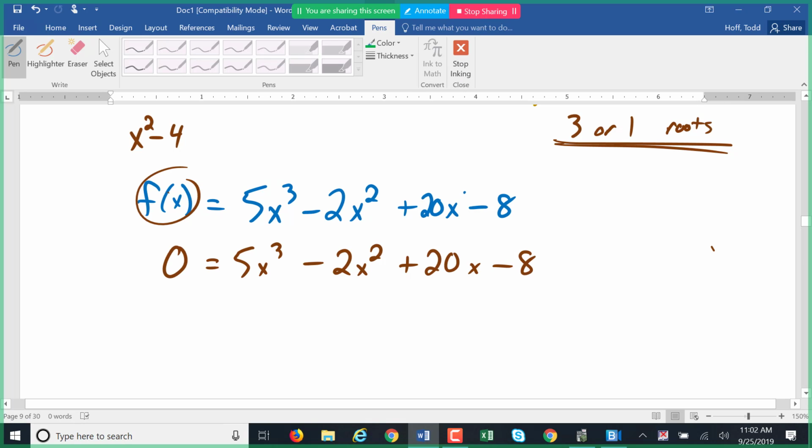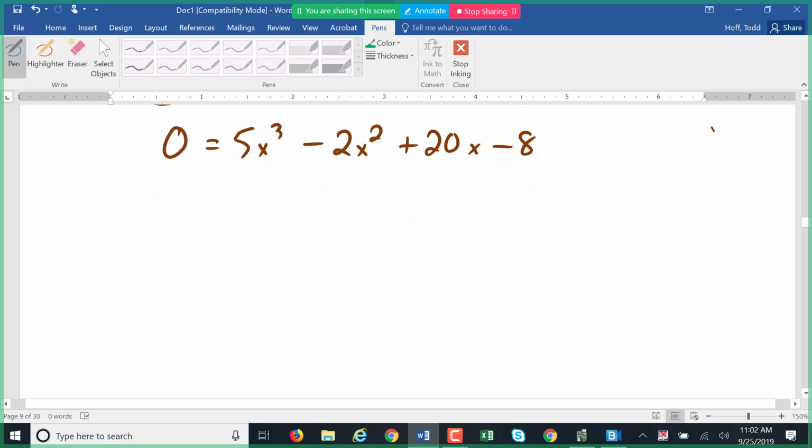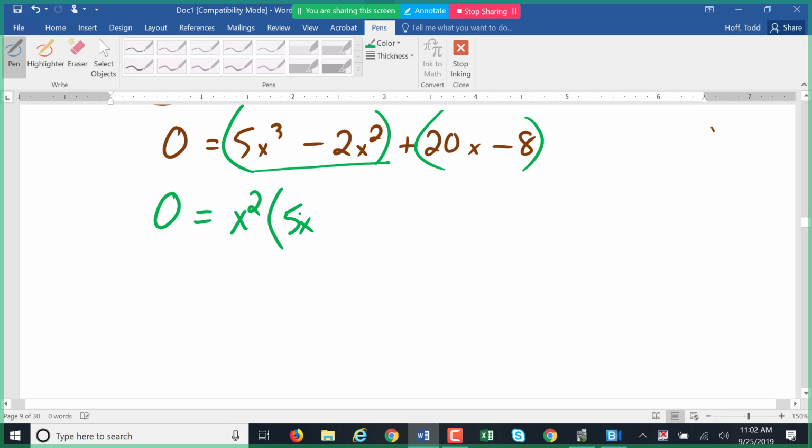Well, how do I find those roots? Just like before, just like a quadratic, we factor. Now this has 4 terms, so we're going to try to do grouping. We'll group the first 2 terms and the last 2 terms and look for common factors in those groups. Well, in this group, we've got a common factor of x squared. So that's x squared. What's left would be 5x minus 2. In this second grouping, we got a common factor of 4. I divide out the 4, I have 5x minus 2. If you recall from factoring by grouping, that's our goal, is to get the same expression inside both sets of parentheses.